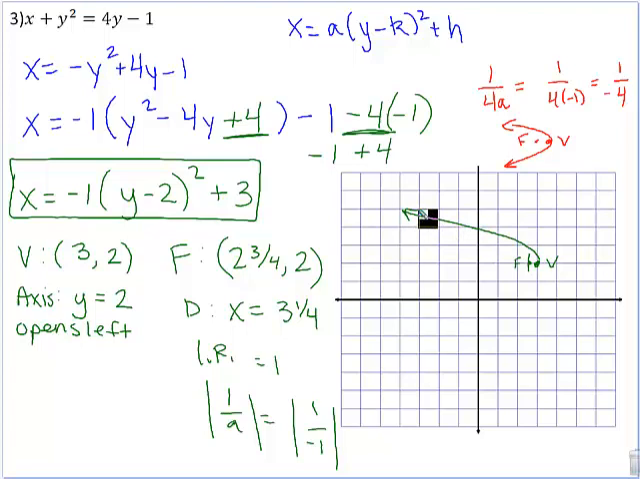I missed the edge of that line. Oh, jeez Louise, now we're starting. There we go. So there's our parabola.